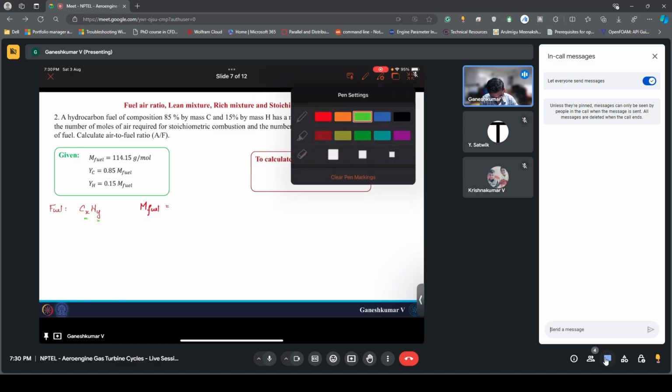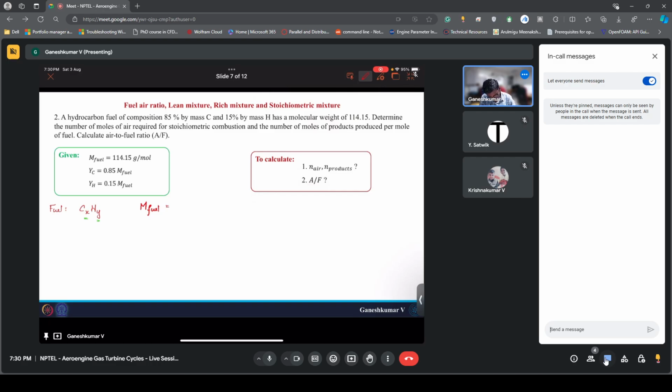Now, if I want to calculate the molecular weight of the fuel, how would I go forward with this? You know how many carbon atoms are present. So it's x carbon atoms multiplied by the molecular weight of carbon, which is 12, plus y hydrogen atoms multiplied by the molecular weight of hydrogen, which is 1. So basically the molecular weight of the fuel you can calculate as 12x plus y. This is how you will calculate.